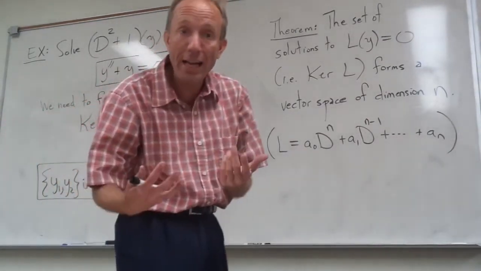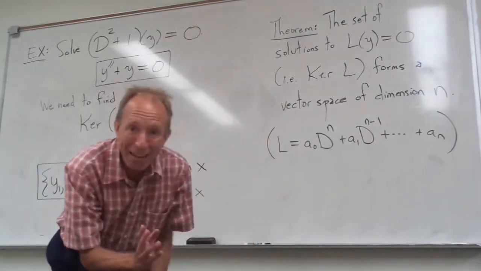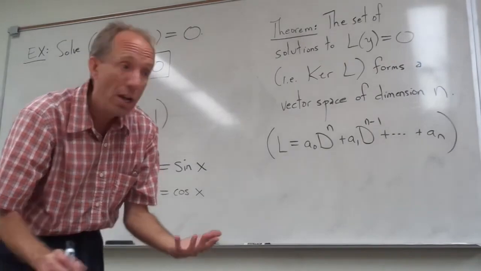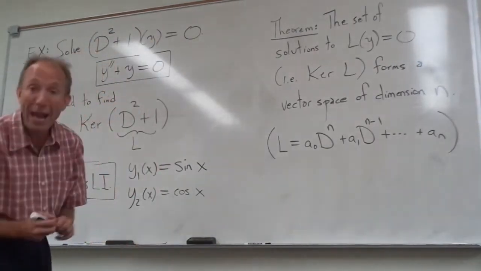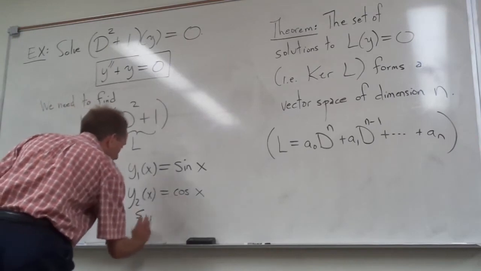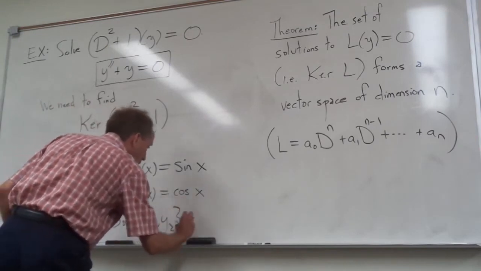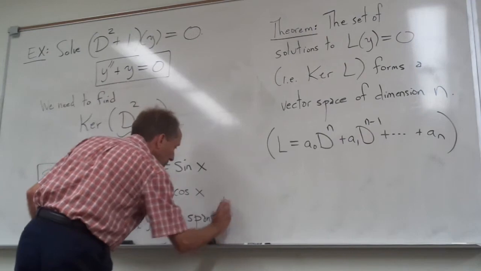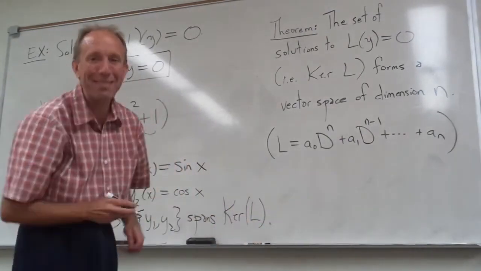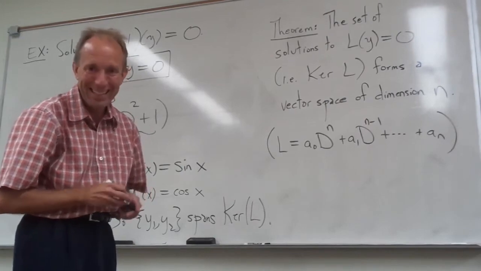They are LI. So here's the punchline. If they are LI, and it's the right number of vectors, then they also must span the space. So y1, y2 spans the kernel of L. Oh, and that is the big, exciting punchline.